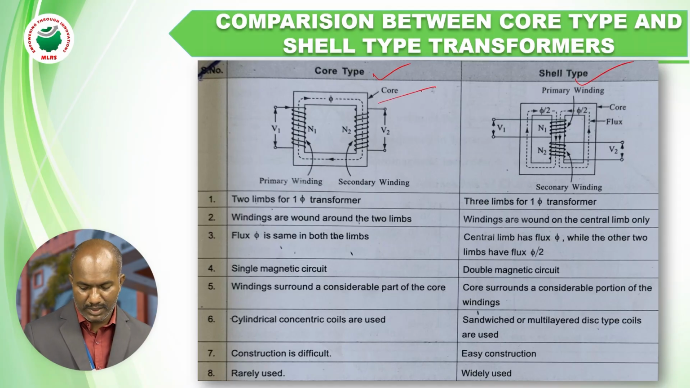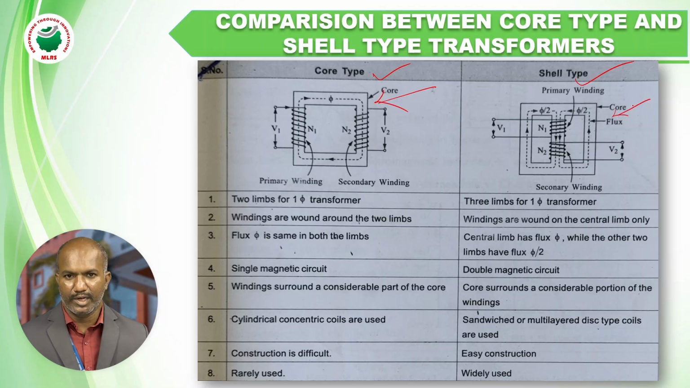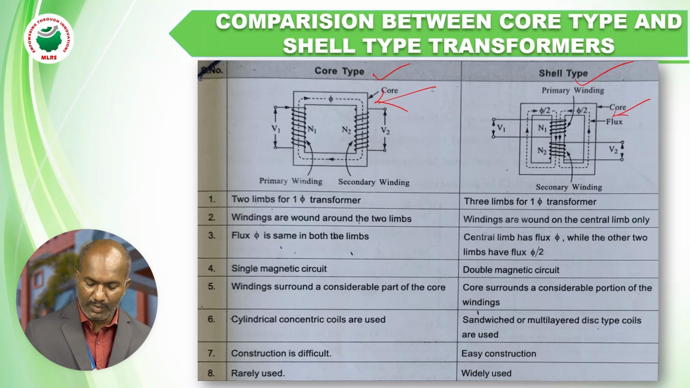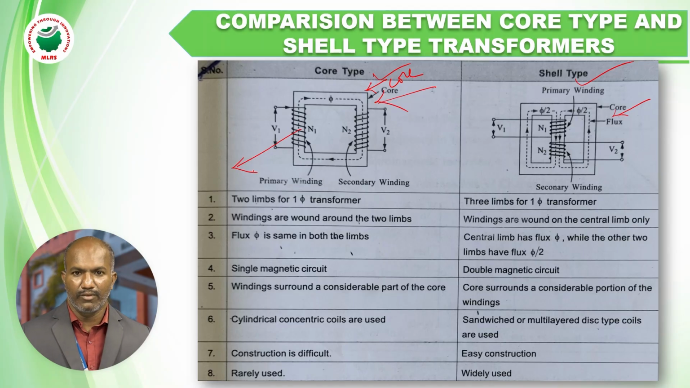Okay, here the diagram is showing a core type transformer. Here this is the shell type transformer. What is a core type transformer and what is a shell type transformer? The primary difference between them is regarding windings. In core type, the core is surrounded by windings. Okay, this is the core, these are the windings, right? In shell type transformers, windings are surrounded by the core.